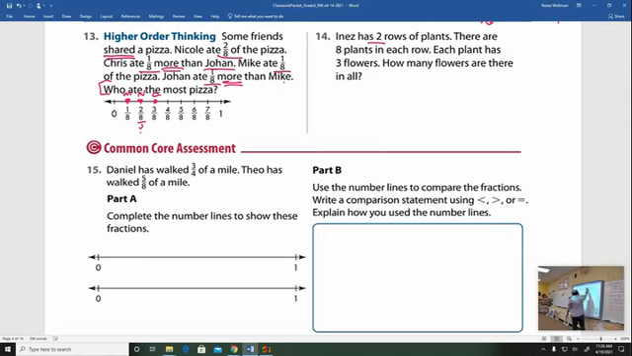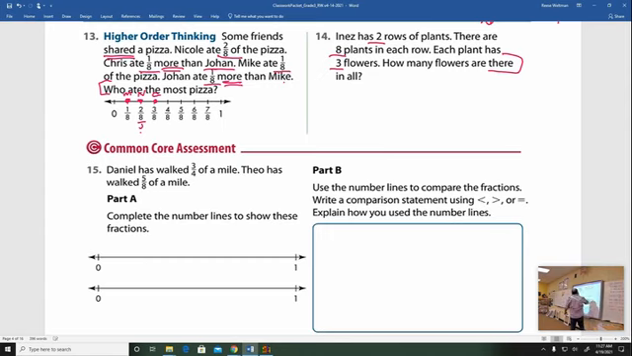Inez has 2 rows of plants. There are 8 plants in each row. Each plant has 3 flowers. How many flowers are there in all? This is a multiple step problem again. Multiple step, Wilkins. My sentence is Inez has 24 flowers in all. So Wilkins says that Inez has 24 flowers in all.